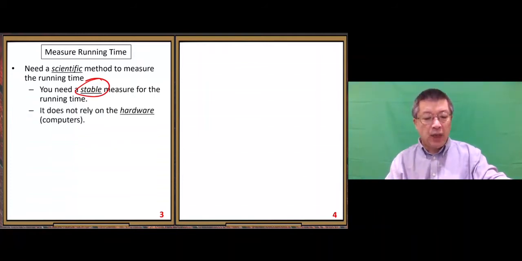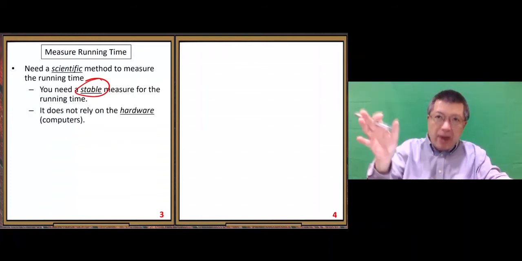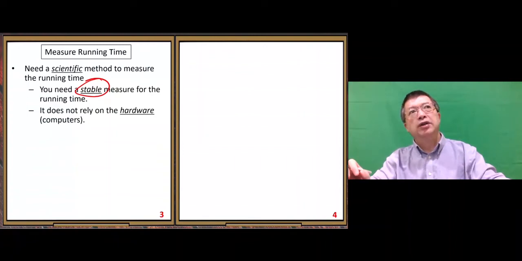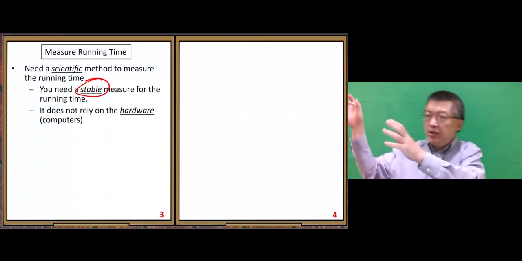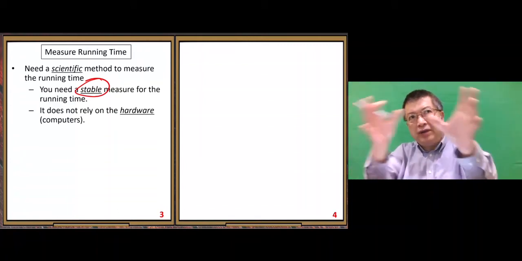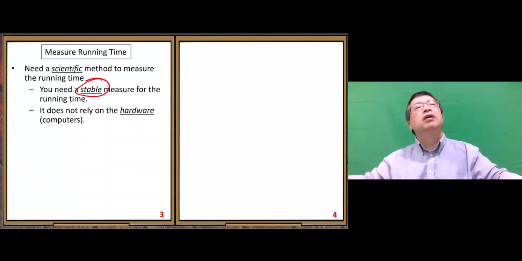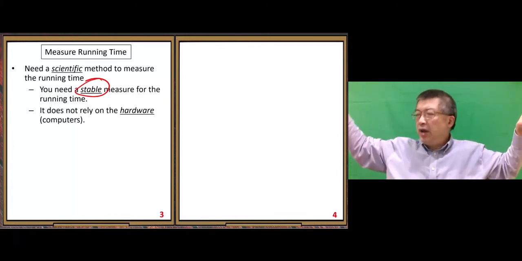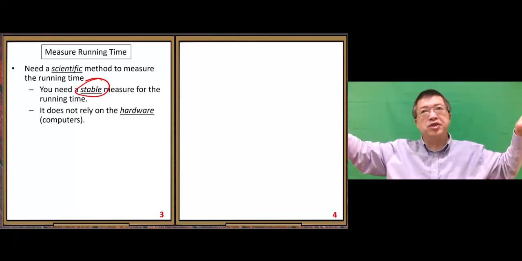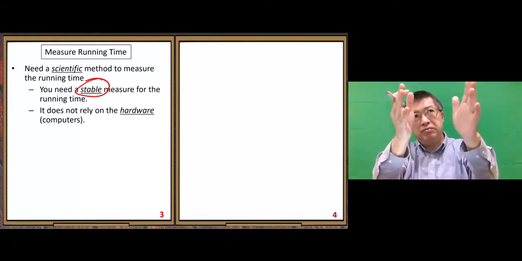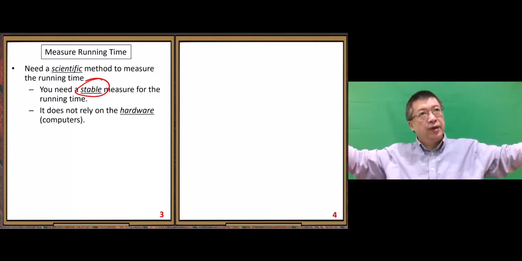All right. That measure should not rely on the hardware, computers. Someone uses a very fast computer and someone uses a very slow computer. We don't want to use the direct execution time to compare the efficiency of algorithms, because they're the same algorithms. On a supercomputer, it runs very fast. On a very old computer, it runs very slow. But for the same algorithm we should use the same measure, not related to computer hardware.